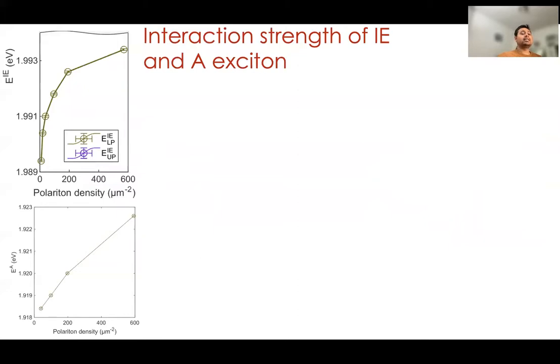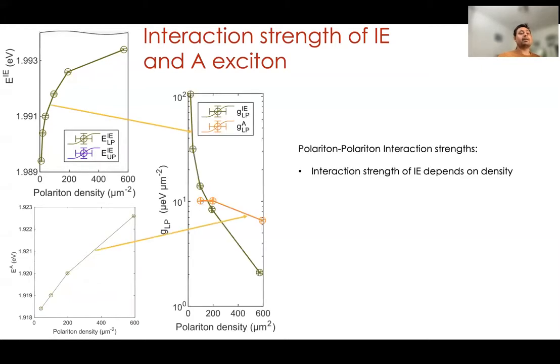Now let's actually take the explicit derivative of these curves. These are the same curves shown in the previous slide. The upper panel is the interlayer lower polariton, and the bottom panel is the A exciton lower polariton branch. So we'll take the derivative of this curve and plot it as a function of density. Now, this is the strength of the nonlinearity, which is known as the G factor.